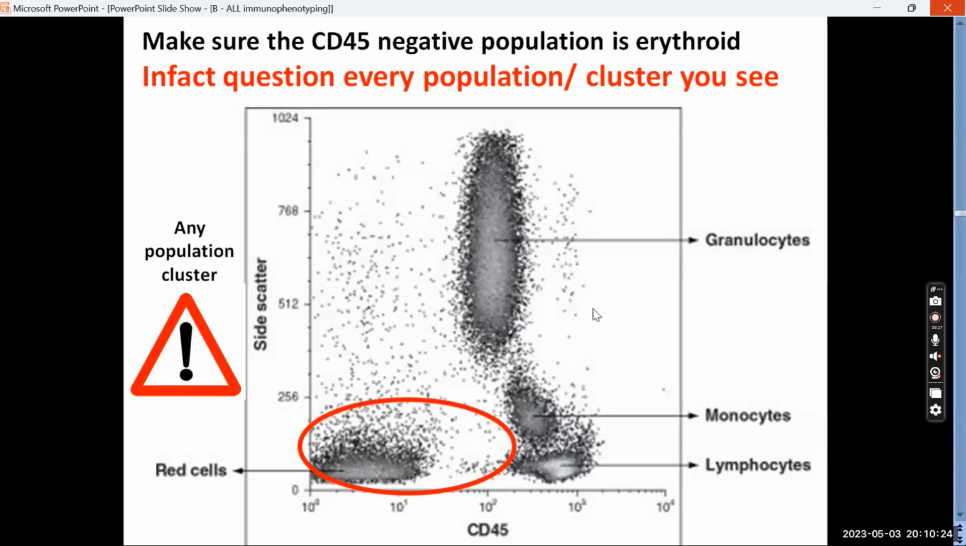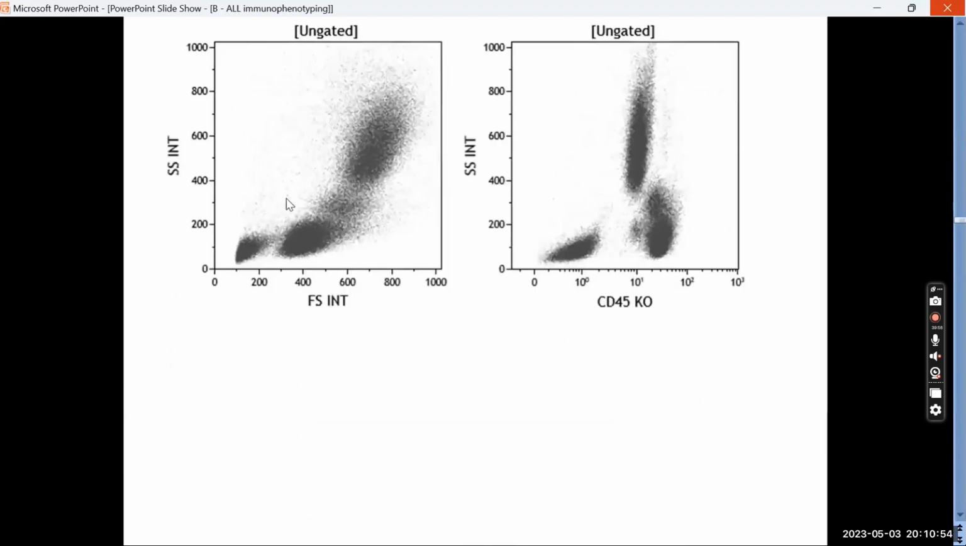So question every population in the plot. APML is the best example. Without seeing morphology, the plot was looking very similar to this. These were all abnormal promyelocytes with very high side scatter, so we thought they were granulocytes. The JC thought it was granulocytes, saying nothing is there. But on morphology, I had seen abnormal promyelocytes. We went back, gated this, and found these are all abnormal promyelocytes. Similarly, don't exclude this population, this could be erythroids. Prove that it is erythroids and then you exclude them. That is very, very important. Otherwise, you'll go wrong.